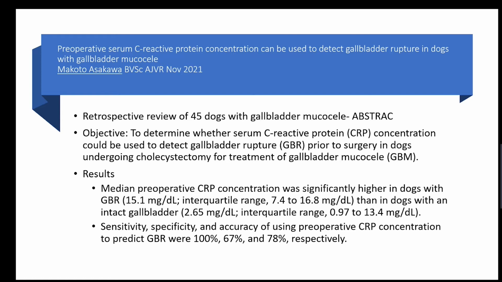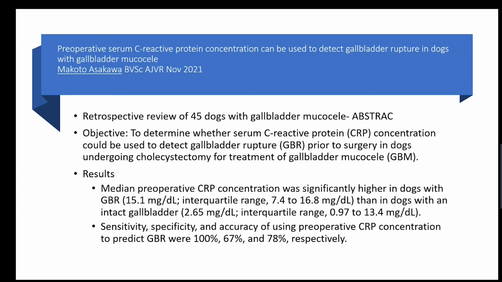That's fairly invasive and not very easily achievable in dogs. So because we know that ruptured gallbladders appear to have a worse prognosis, this group tried to look and see if CRP concentrations were significantly higher in dogs that had a ruptured gallbladder compared to the dogs with an intact gallbladder. And they did find that the CRP concentrations were significantly higher. So, something to watch this space.